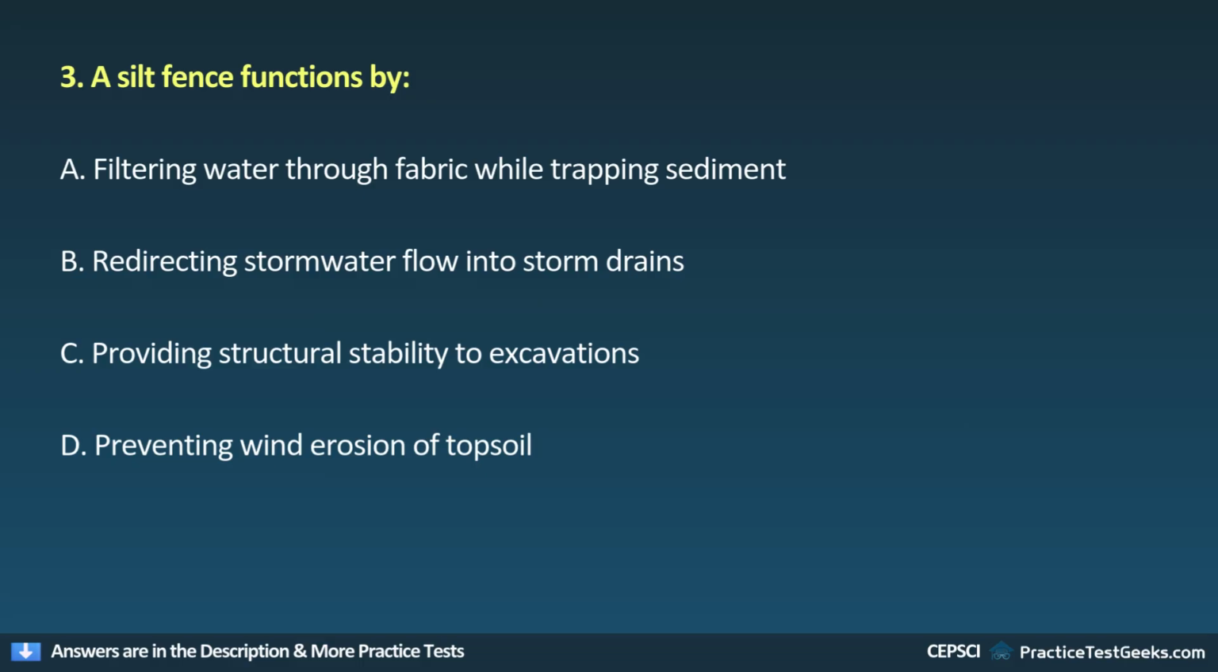3. A silt fence functions by A. Filtering water through fabric while trapping sediment. B. Redirecting stormwater flow into storm drains. C. Providing structural stability to excavations. D. Preventing wind erosion of topsoil.